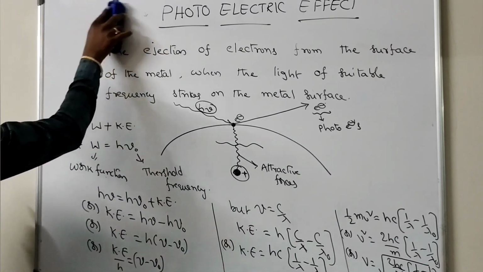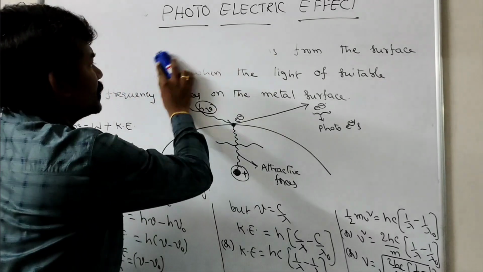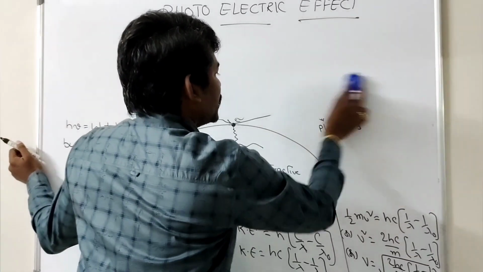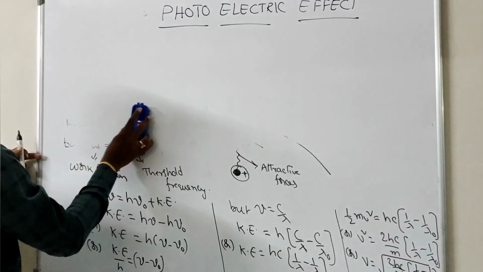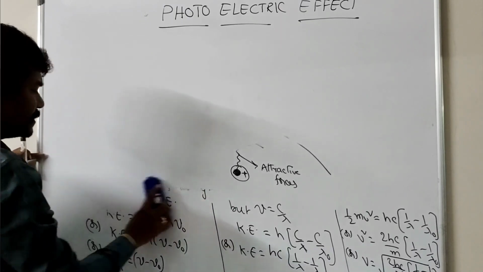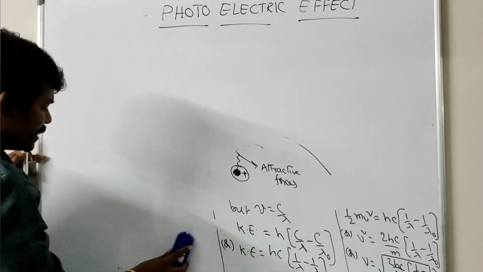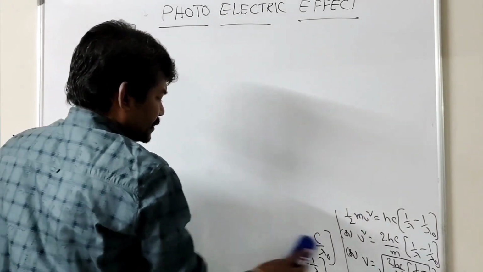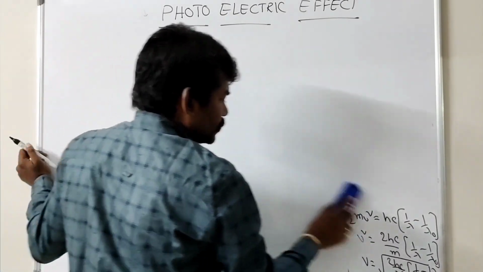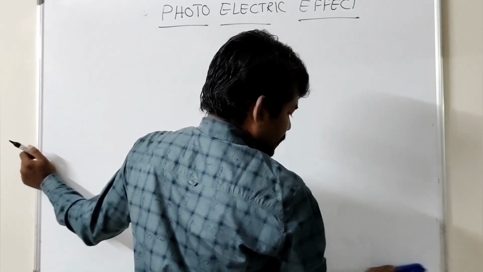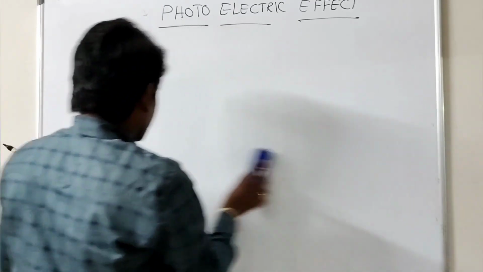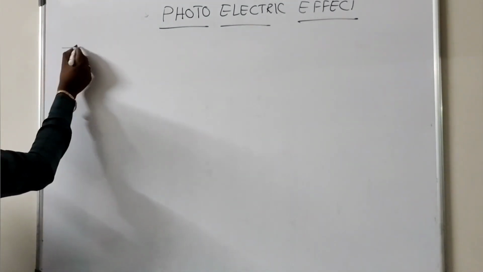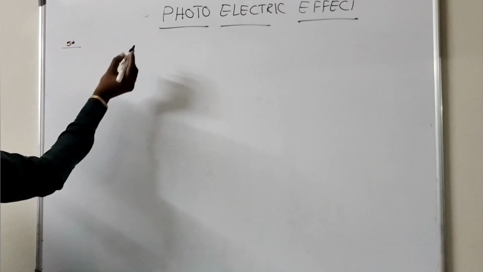This is the discussion about the photoelectric effect, and let us see what happens when the frequency of incident light radiation is less than threshold frequency, when it is greater than threshold frequency, and when it is equal to threshold frequency. Before that, these two points are very, very important.